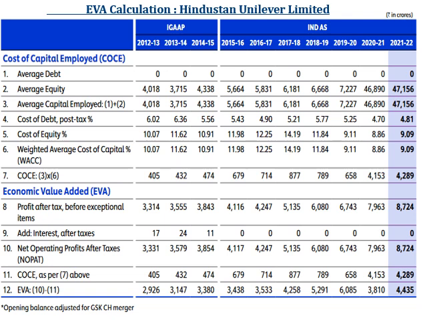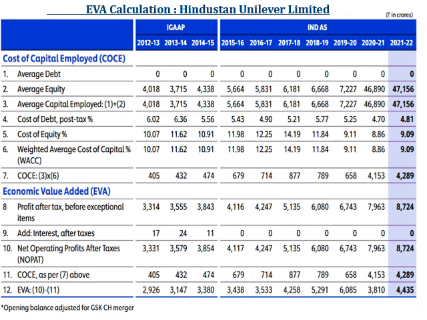The EVA calculation is shown for a 5-year period. Please note that the opening balance in the year 2020-21 has been adjusted for the GlaxoSmithKline merger. For the year 2021-22, average debt is 0. Average equity is 47,156. All the figures are in crores. Average capital employed is 47,156.